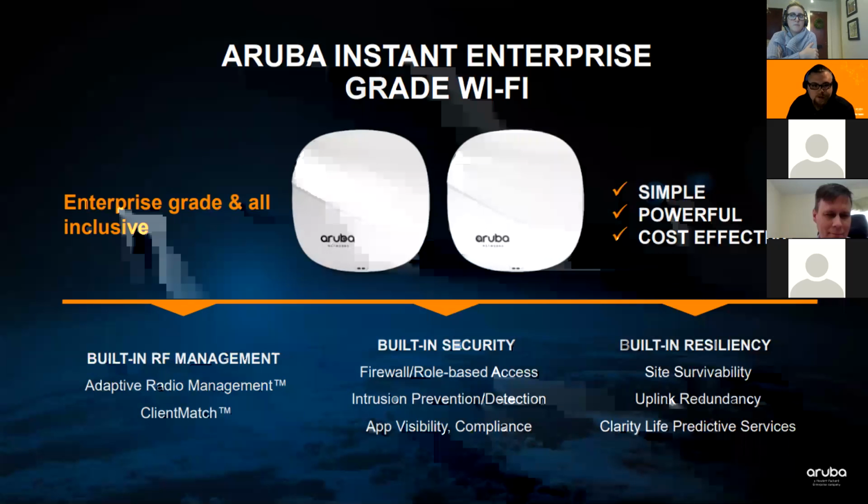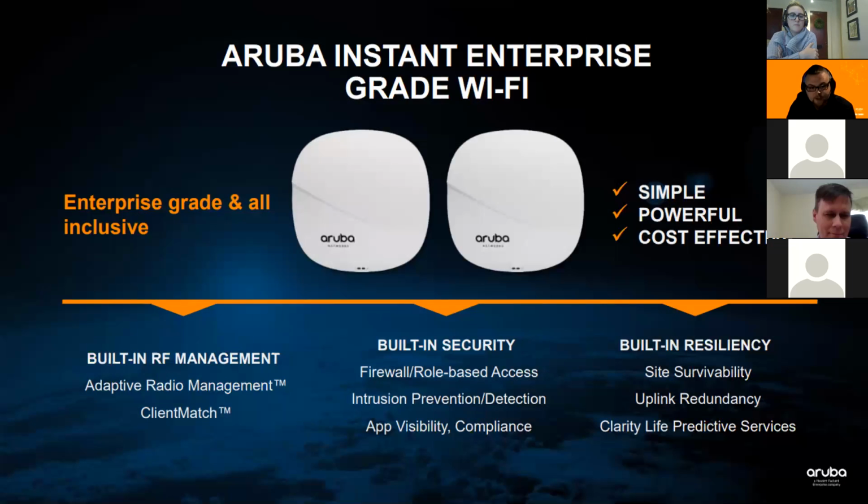You have your RF management and adaptive radios, so it can automatically select channels, change things as needed, and match clients to the proper radios and channels, AP by AP, so you can make sure they're not connecting to an AP that's too far away or being a sticky client. There are also a lot of security features built right into the AP, such as firewalls and role-based access.